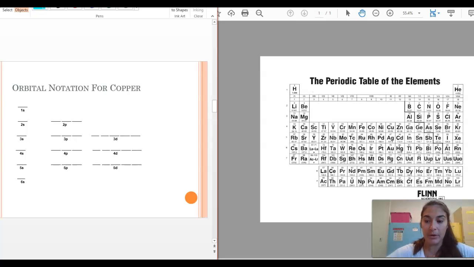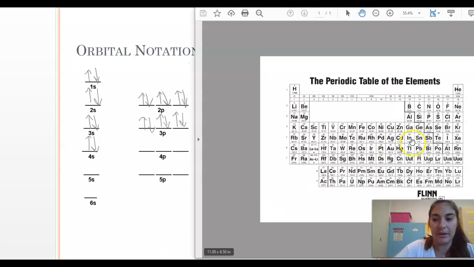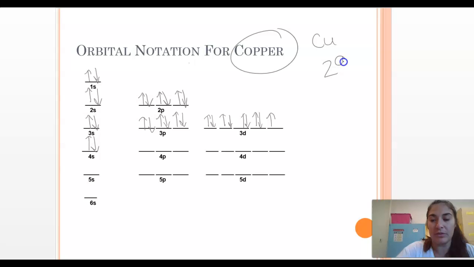Orbital notation for copper. Go ahead and fill that in. So again, it was the element copper, which is Cu, which when you find it on the periodic table is element number 29. So you should have had 29 electrons.